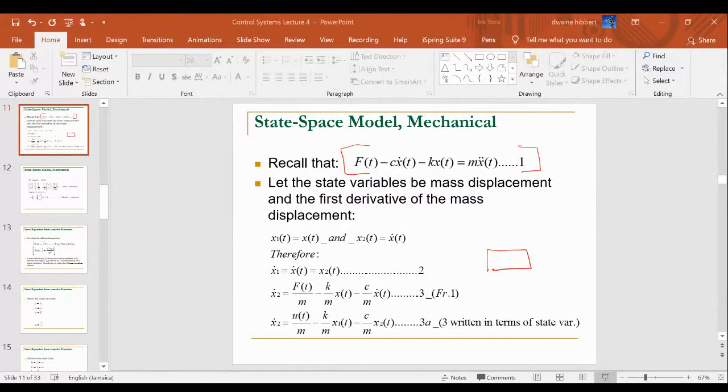So we're reading, recall that f of t minus c times x dot of t minus k of t is equal to m times x double dot of t, equation 1. That's what you're seeing right now. Let me know if anything goes away again. I was asking if you can recall where this equation is coming from.